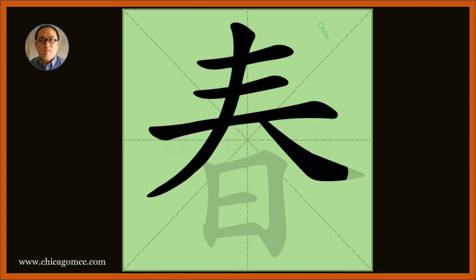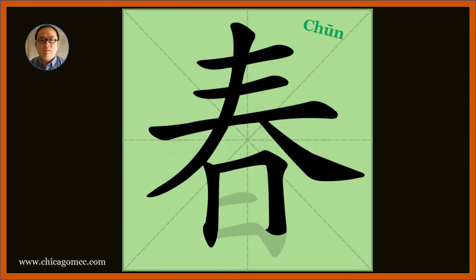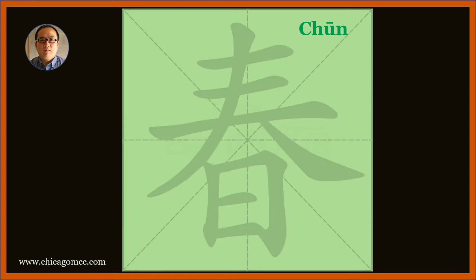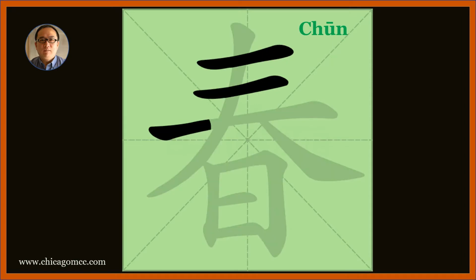Today I'm going to show you an extensively used Chinese character, 春, which means spring or springtime in English. Now let's get started.